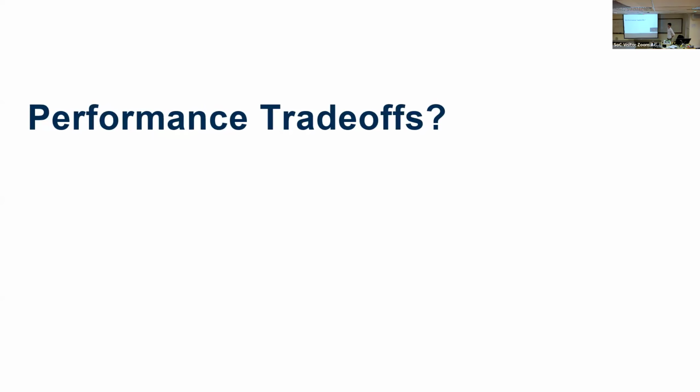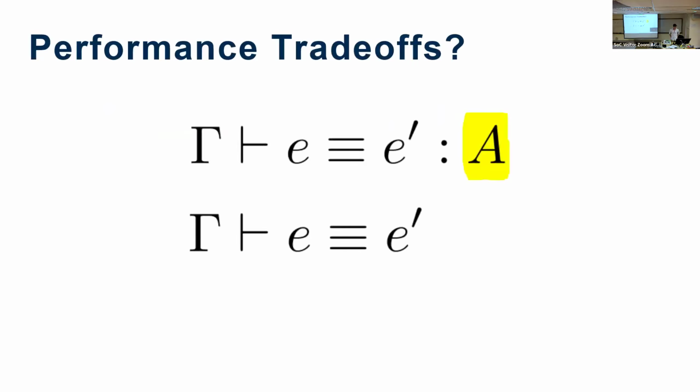So there are two classes of trade-offs you might consider. The first being performance trade-offs. Why might we even think that there's a performance difference between these two algorithms? In the type-directed version, we have this extra argument in the judgment, A, the type. And so you might think, well, on one hand, we now have more information for deciding if these two expressions are equal, and so maybe we could complete the search faster. But on the other hand, now we're processing a lot more information, so this might slow it down.